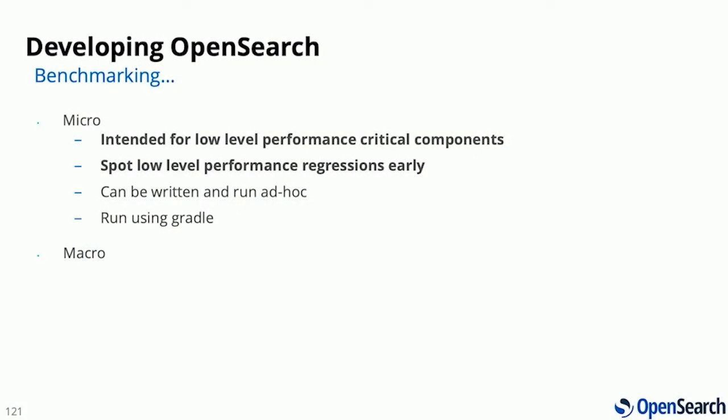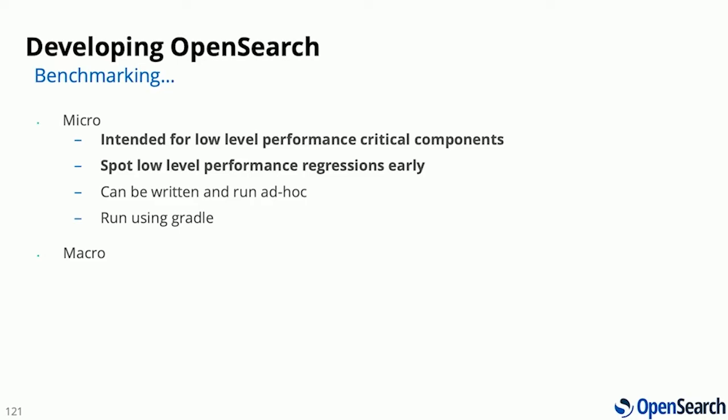There's a module inside of OpenSearch called benchmarks, and I can define a series of benchmarks for my plugin or for my contribution that will give me core functionality intended to detect low-level performance regressions really early. And these can get run in the entire suite.